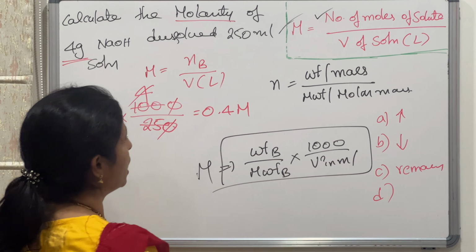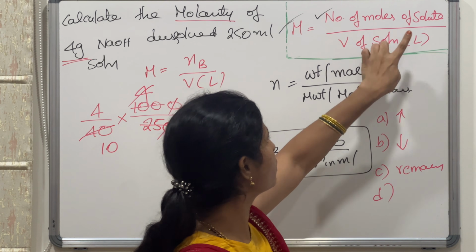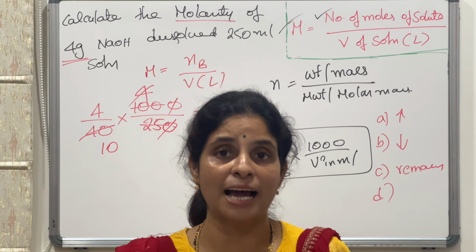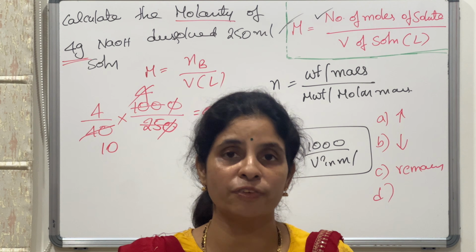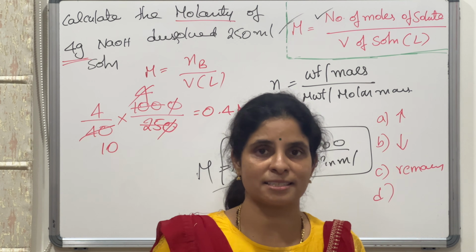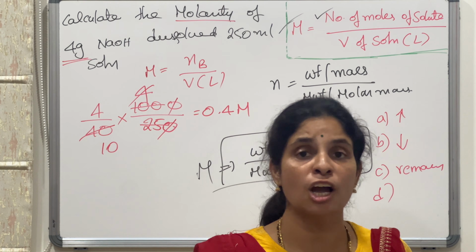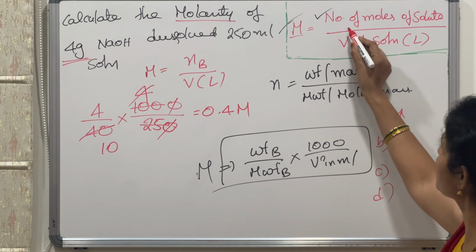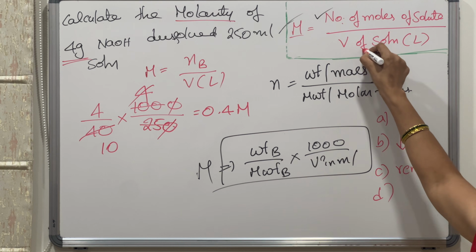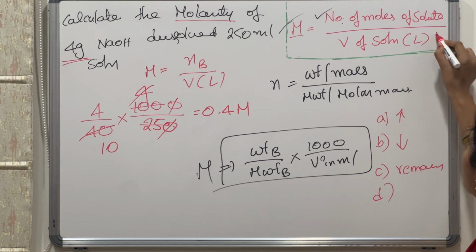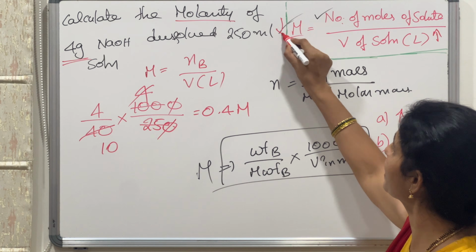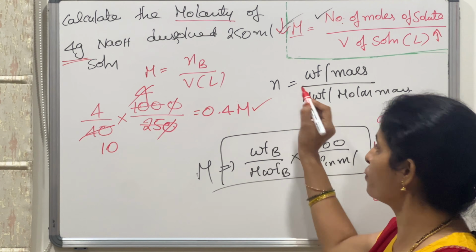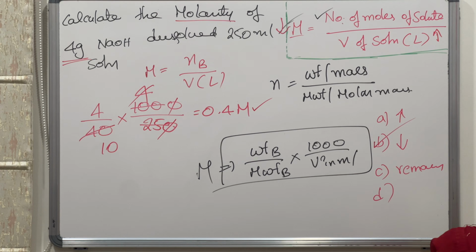If you look at the formula, molarity is equal to number of moles divided by volume of the solution. If you increase the temperature, what will happen? Molecules will start moving and the volume increases. Here it is the expansion in the volume. So molarity is equal to number of moles by volume, and volume is in the denominator. If the volume increases, what will happen? Molarity decreases. So your answer should be that the concentration will be less than 0.4 molar. Clear?